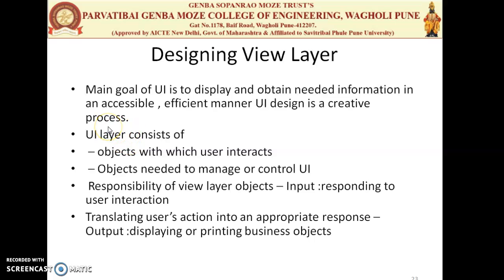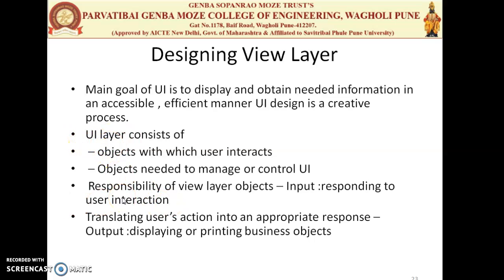So the main goal of the UI is to display and obtain the needful information which is easily accessible, in an efficient manner. It is put in an attractive design, which is one of the creative processes. So the UI layer consists of two types of objects. The first is the object which interacts with the user, and the object which needs to manage the UI, or we can say to control the UI. So these two objects are necessary for the UI layer.